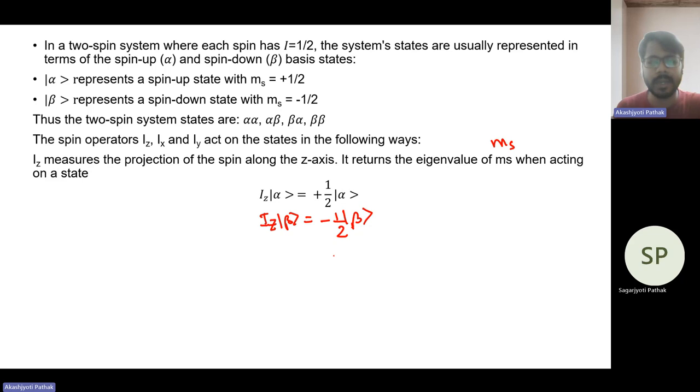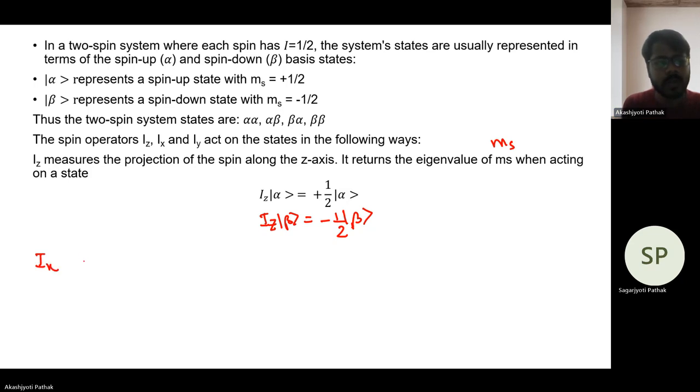Now what will happen if Ix acts on the alpha state? We just learned that if the Iz operator acts on the alpha state, then it returns the magnetic quantum number of that state. Now what will happen if the Ix operator acts on the state?